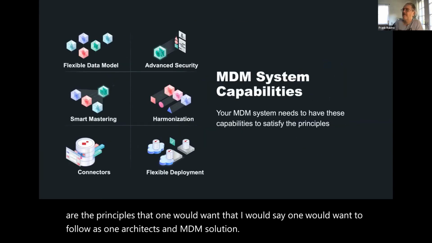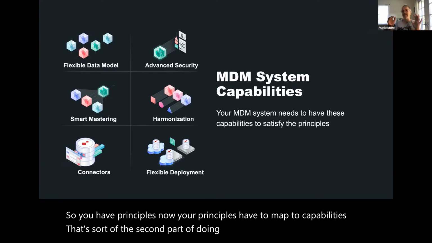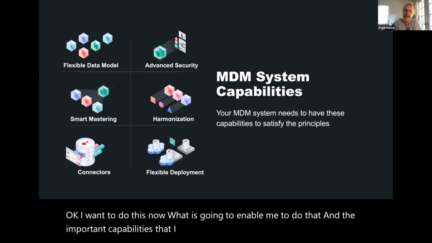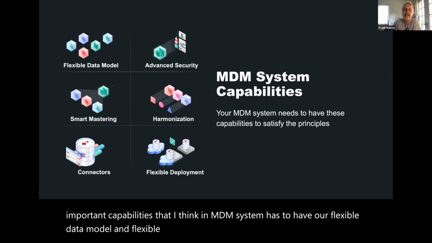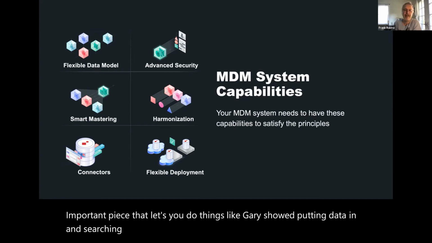So you have principles. Now, your principles have to map to capabilities. That's the second part of doing architecture, right? You say, okay, I want to do this. Now, what is going to enable me to do that? The important capabilities that I think an MDM system has to have are a flexible data model. A flexible data model is a rather important piece that lets you do things like Gary showed, putting data in and searching it before you even build any kind of data model around it.